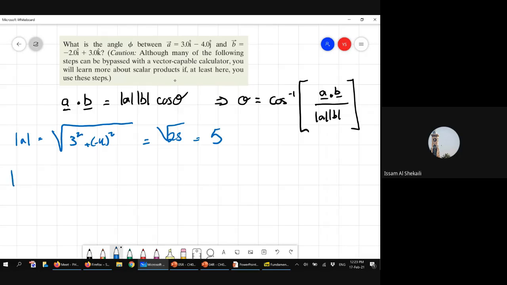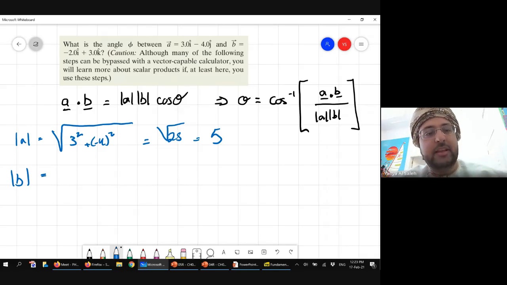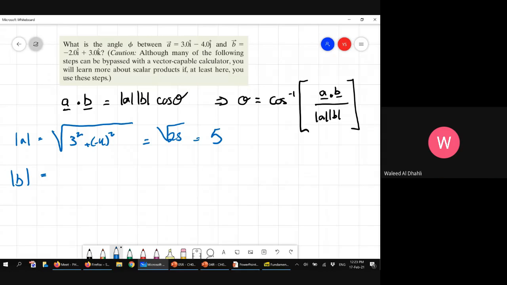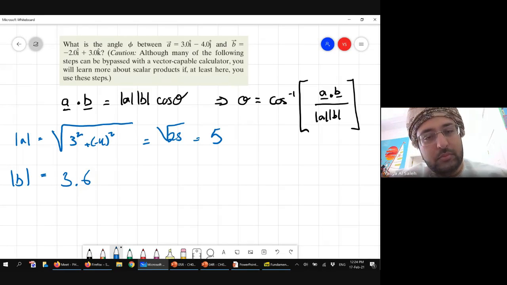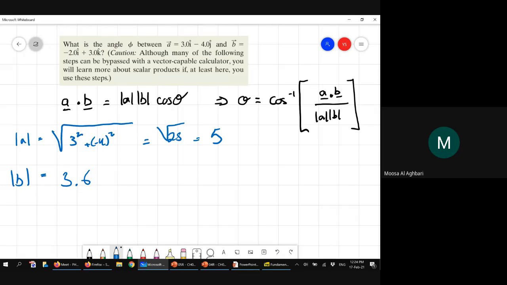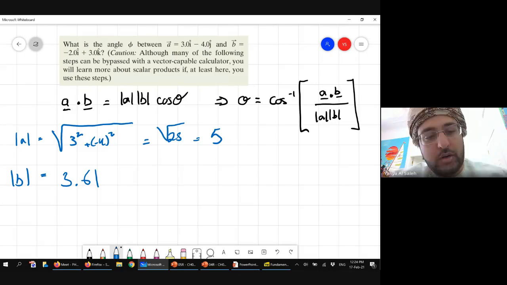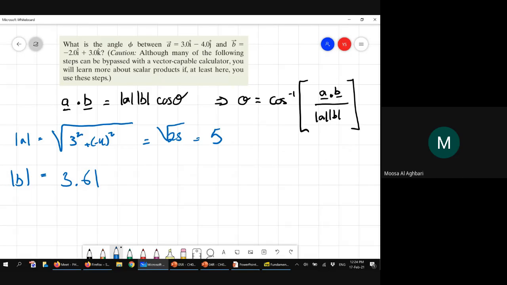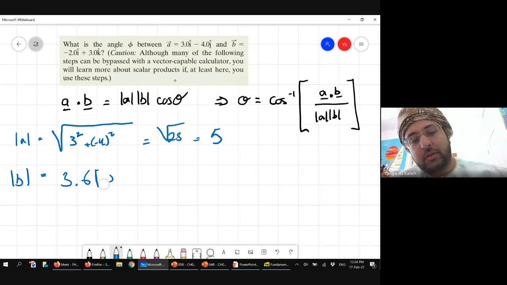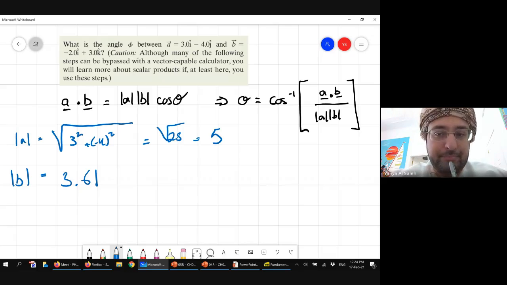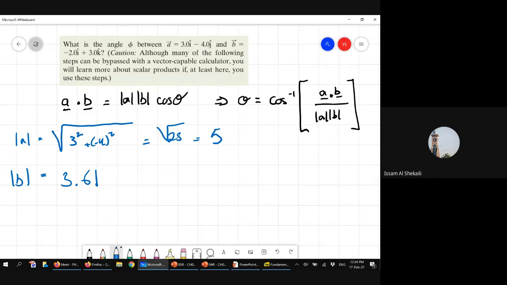And can someone do the same thing and give me the modulus of b? 3.6. Give me one more decimal point. 3.605, so 3.61. Right? Yes. Okay, now let's do A dot B.